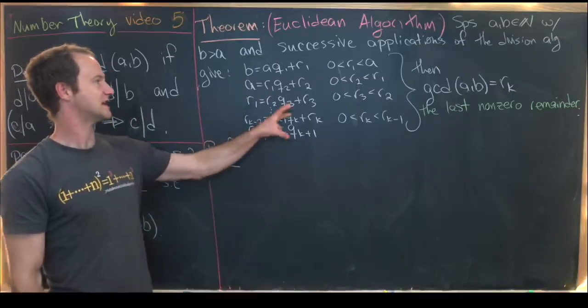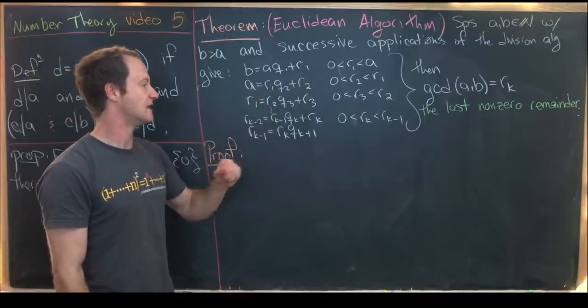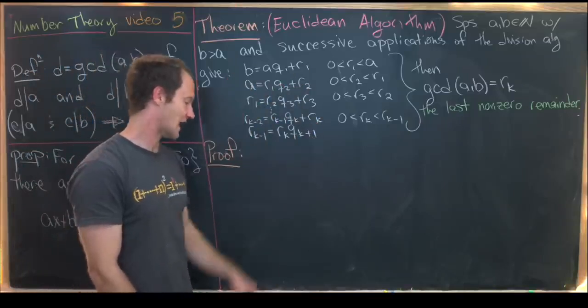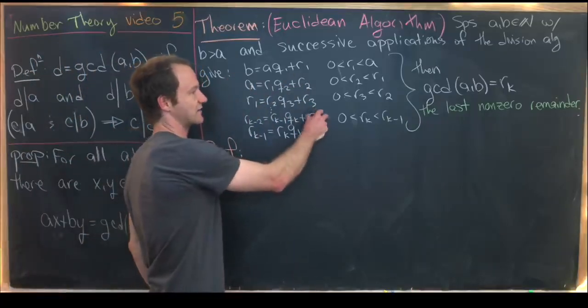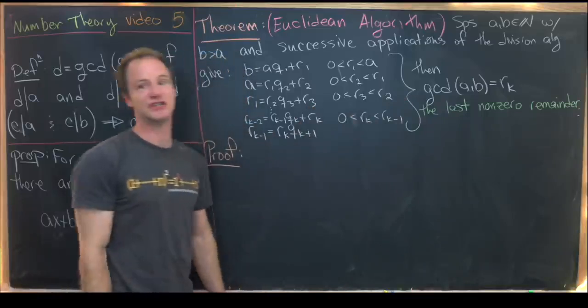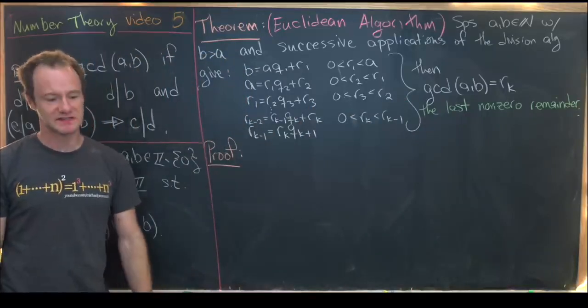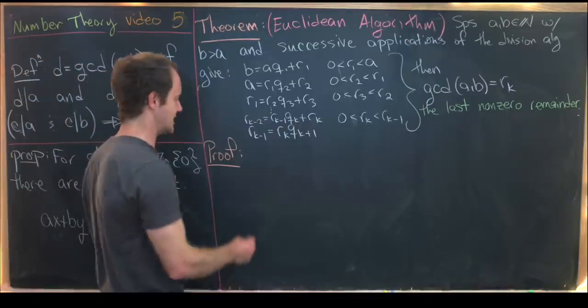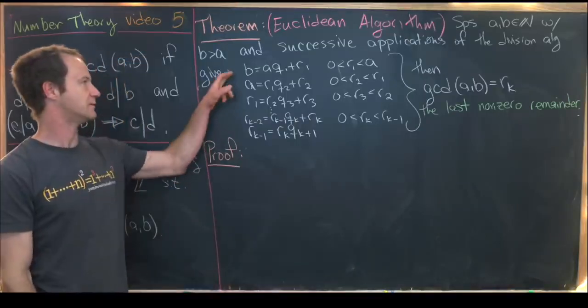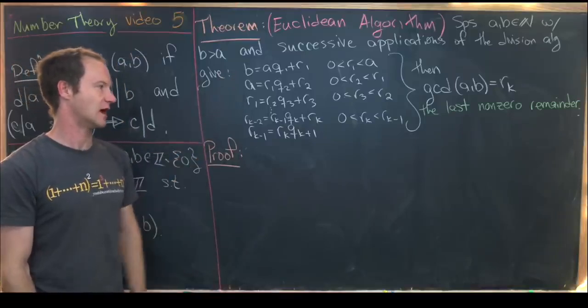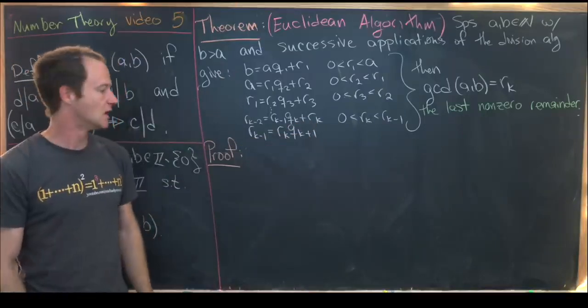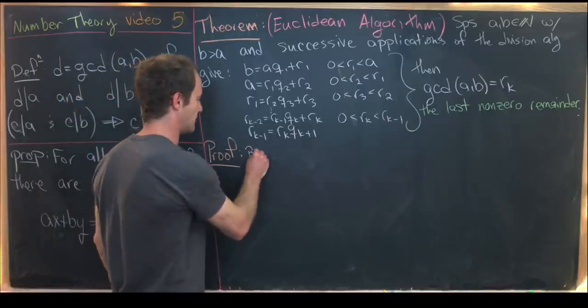Okay, so now we want to get to proving that, in fact, this last non-zero remainder, which I've called r_k, is the GCD of A with B. Okay, so let's maybe see how we can do that. We'll do this by induction. And our induction will be built so that we follow this ladder down all the way to the bottom. Okay, so let's maybe start with our base case.